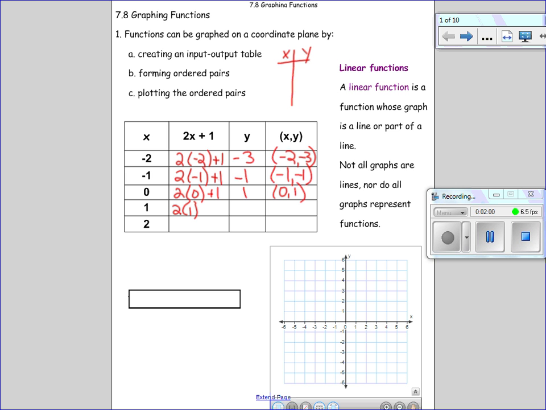Then I'll plot in the 1. 2 times 1 is 2, plus 1 is 3. Our ordered pair for that is 1 and 3. And finally, 2 times 2 is 4, plus 1 is 5.